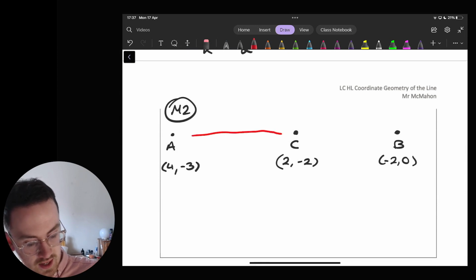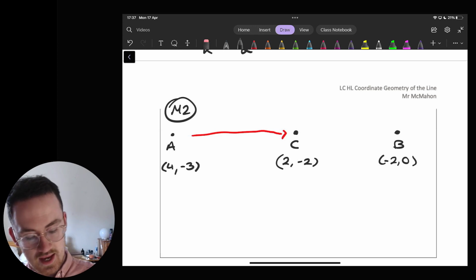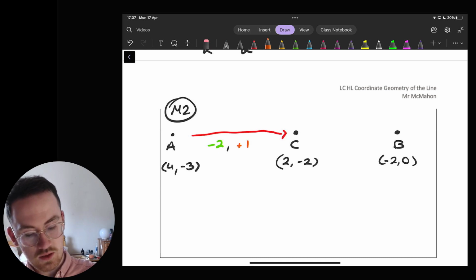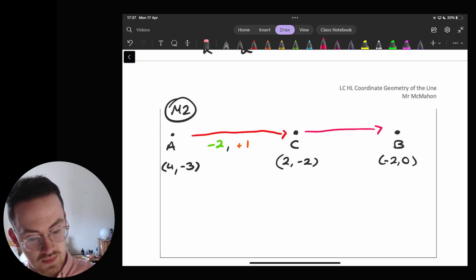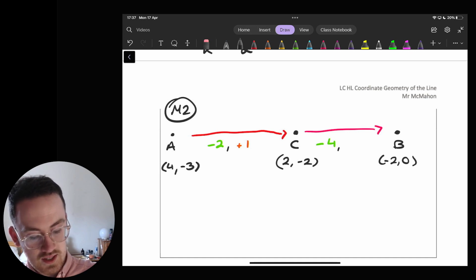So to go from A to C, I would need to go -2 on the x coordinate, and I would need to go +1 on the y coordinate. Okay, applying the same idea now to C to B, here I need to go -4 on the x coordinate, and I need to go +2 on the y coordinate.